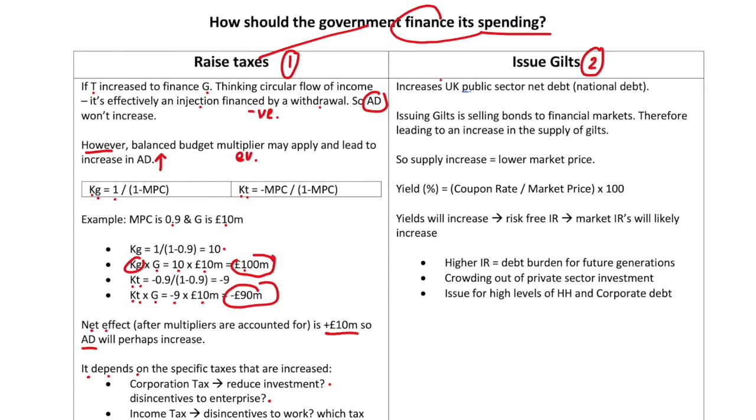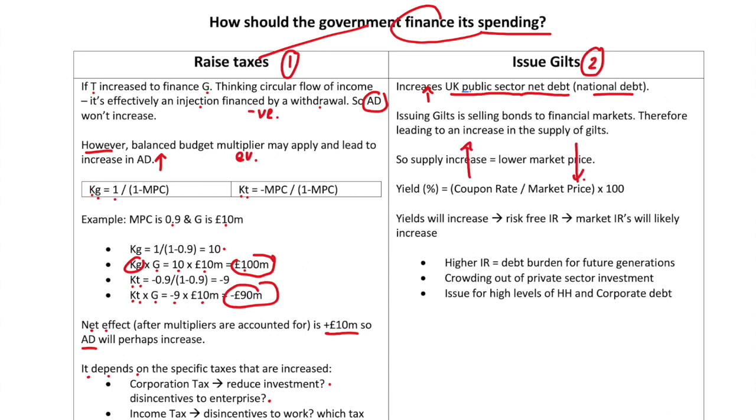Okay, so that's looking at raising taxes as a way of trying to finance your spending. But now we need to look at issuing gilts being the other likely route. So if you issue gilts, well, clearly that's just debt. And in this case, we're thinking that it's going to clearly increase your UK public sector net debt, which is just your national debt. So issuing gilts is effectively selling bonds to the financial markets. It could be like insurance firms, pension funds, very likely. But the key thing is, if you're selling bonds to the financial markets, that's an increase in supply of gilts. And if you have an increase in supply of something, obviously that's going to lead to a lower price.